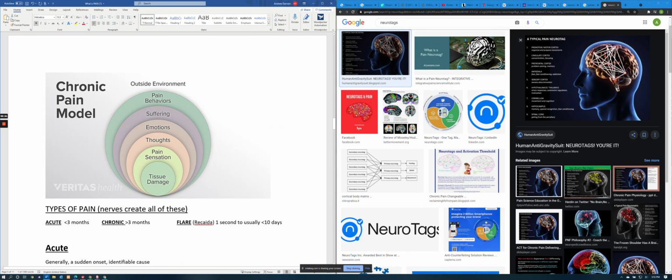And then lastly, the outside environment is, of course, all of those things like temperature and noise and the stress in the environment and my perception of the environment, right? That would probably go back to thoughts. This, of course, is not a comprehensive list, but it's just a nice way of understanding all of the biopsychosocial features that influence pain. Not just chronic pain, but also acute pain and flares.